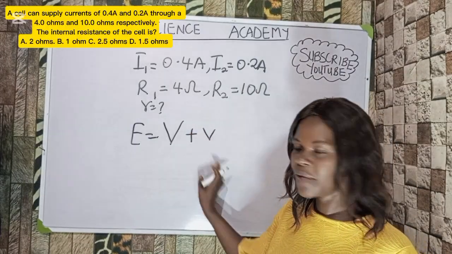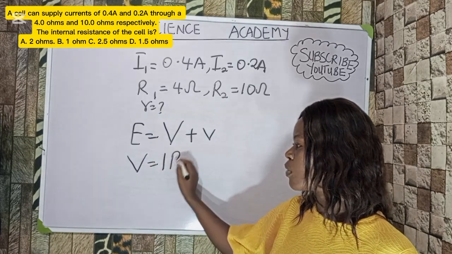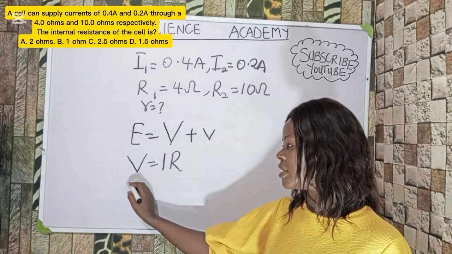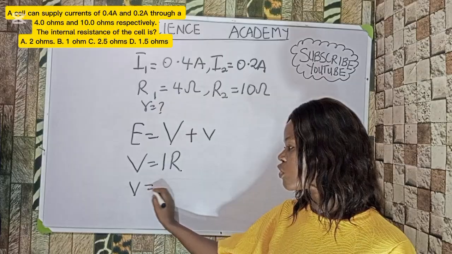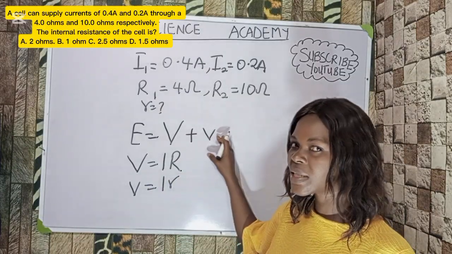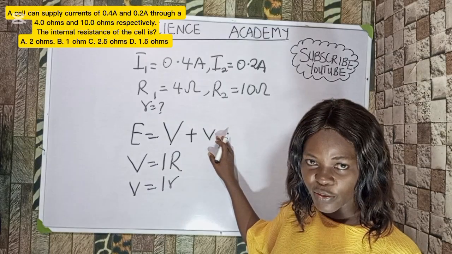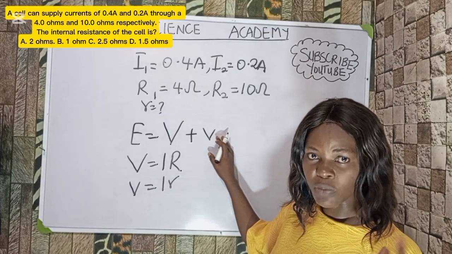Okay, so if I explain further, I'll have the terminal PD is equal to I big R. Then the lost volt is equal to I small r. So if you put it into this equation, you are going to see how to solve for our internal resistance. So let's get this formula straight before we solve.